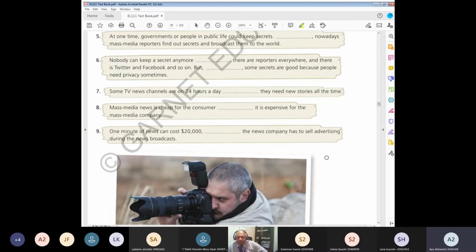But actually, think, use so and see what will happen. So what do you need after so? You need the cause or the effect. You need the reason or the result. Okay. Well, you need the result. Okay. So with the result, you need what?